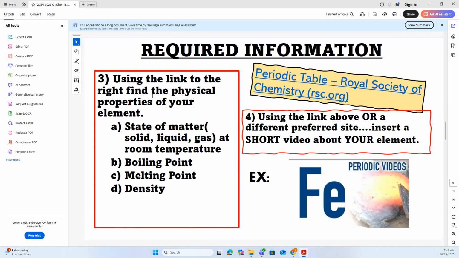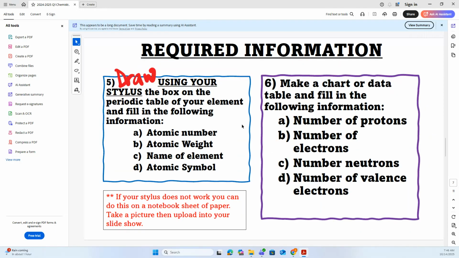Using the link to the right, find the physical properties of your element. So I chose fluorine, so I'm going to use this link and find fluorine and collect this information. Using the link above or a different preferred site, insert a short video about your element. So I'm going to use this to find a video about my element. And if I chose iron, there it is.